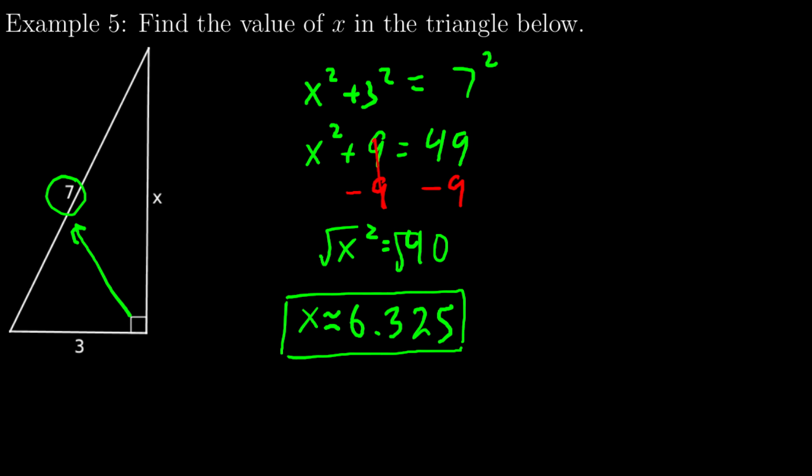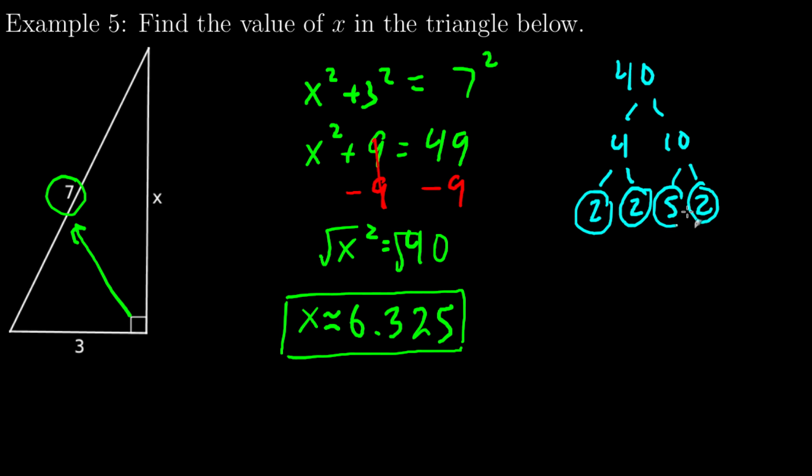And now, if I wanted to get the exact answer, I will break down the 40. So 40 is 4 times 10. 4 breaks down further as 2 times 2. 10 breaks down to 5 times 2. I looked for pairs. There's a pair of 2's, so I'll bring out a 2. I don't see any other pairs. I see a 5, I see a 2, so I'll leave a 5 and a 2. So I have 5 times 2 inside the square root, and when I combine what I can, I'll get x is exactly equal to 2 root 10.